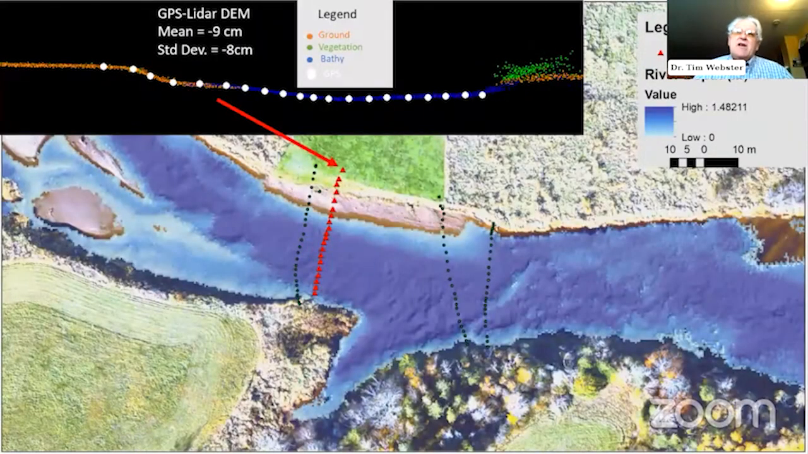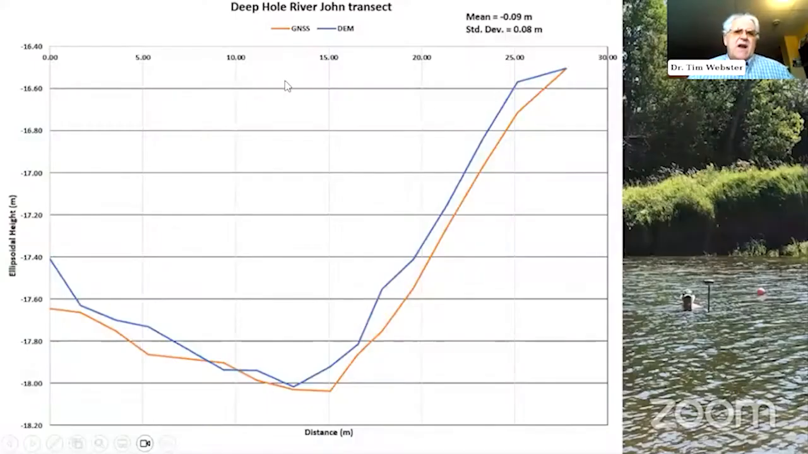The data is accurate to within 15 centimeters. It's the same spec underwater as well. Here's an example of a cross section where our GPS points are in white and our classified bathymetry points are colored brown for the ground, blue for water, and then shrubbery in the green here. And we can then look at that at the gridded DEM scale, and we see we have a mean offset of about 9 centimeters, a standard deviation of 8.